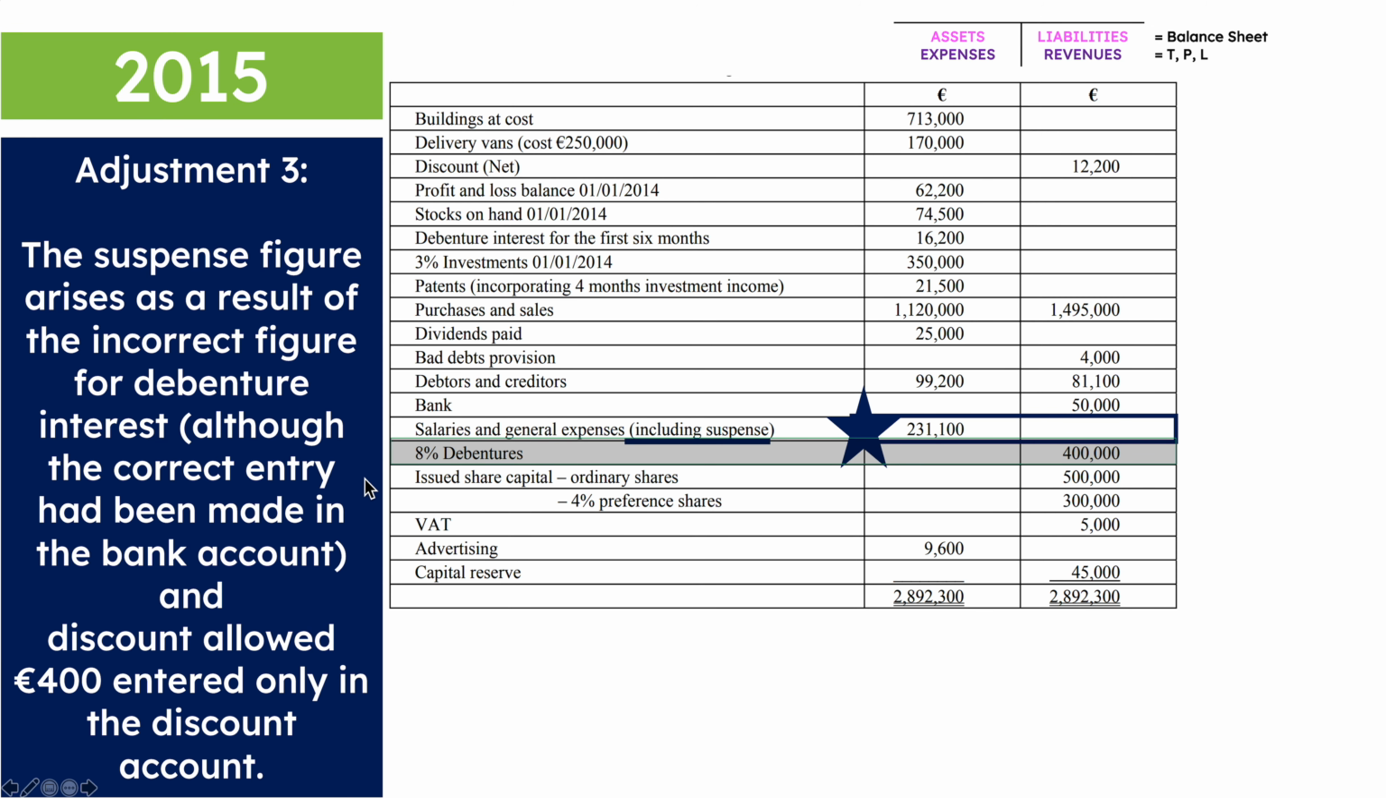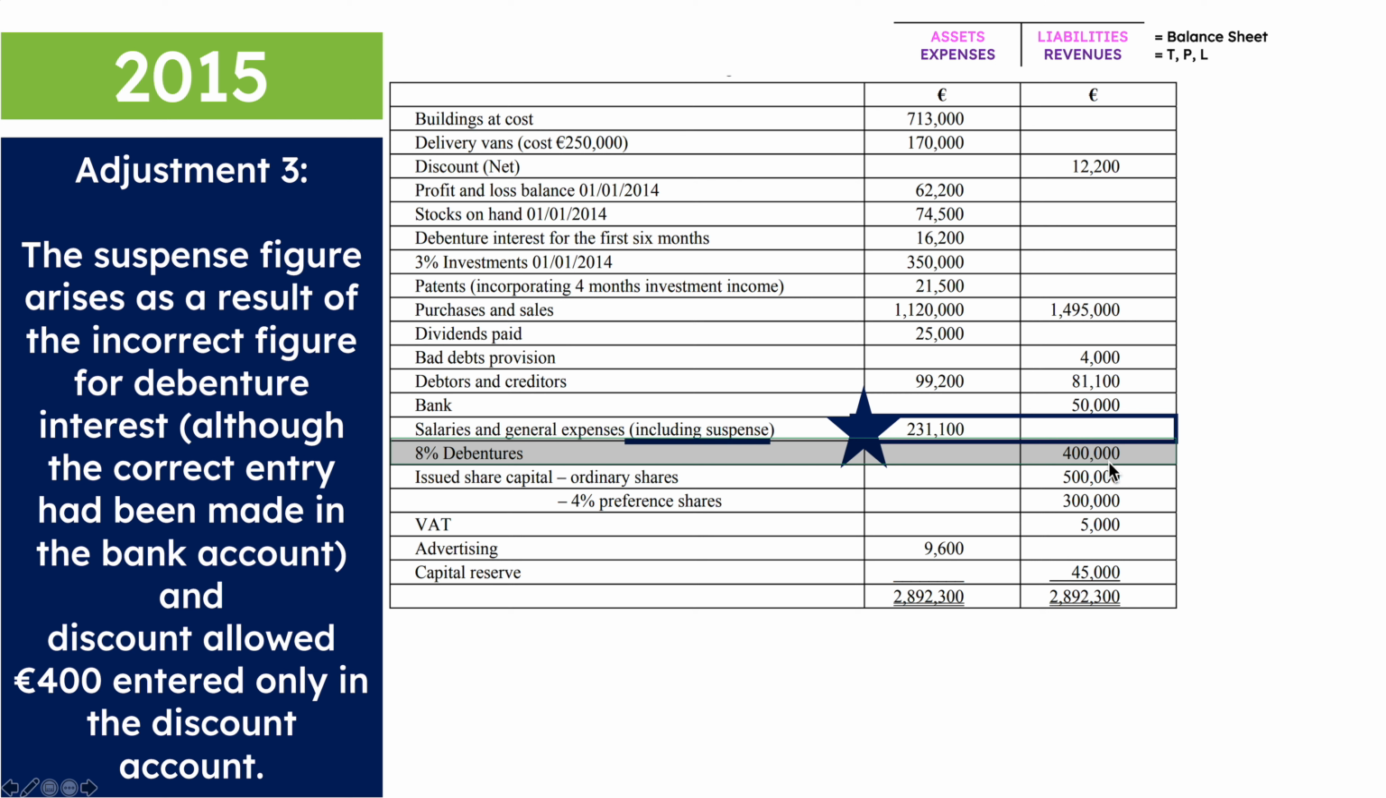2015. So the suspense figure arises as a result of the incorrect figure for debenture interest, although the correct entry had been made in the bank account, and discount allowed 400 entered only in the discount account. Okay, so how is this going to look? So we've 8% debentures, 400,000.